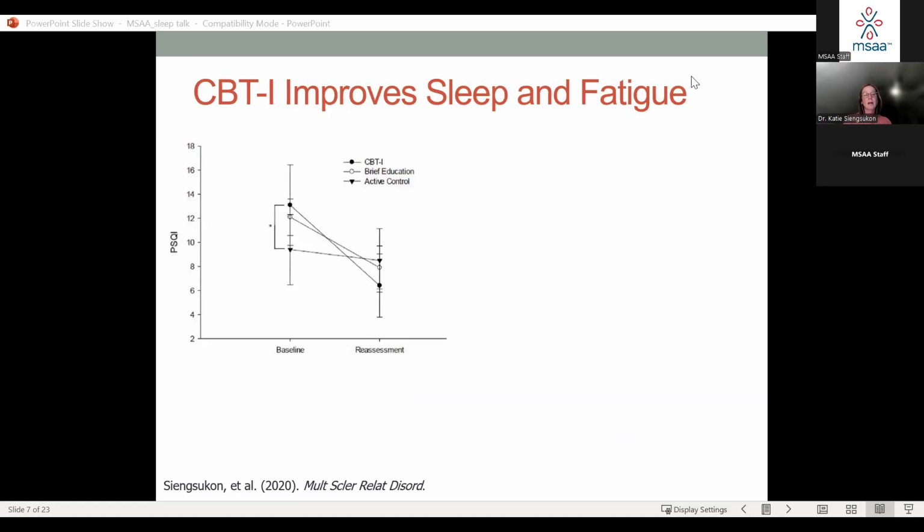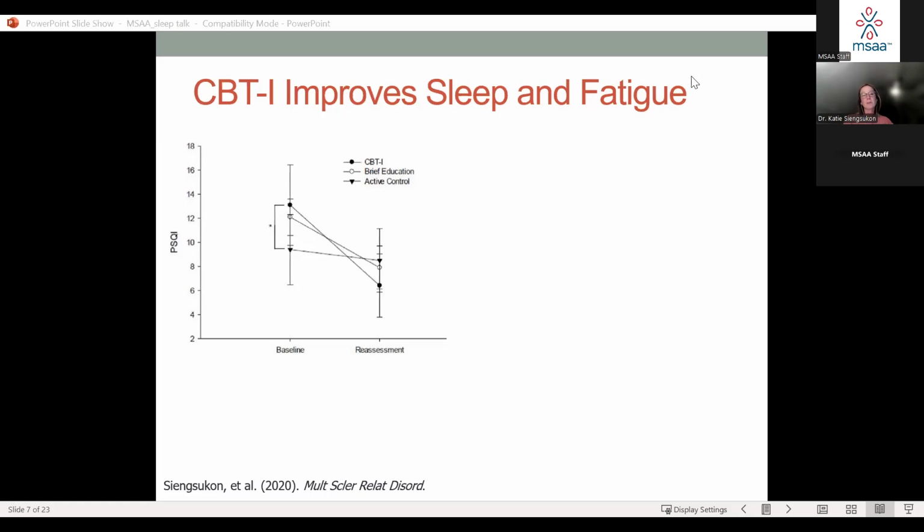So we have done now a few different studies using cognitive behavioral therapy for insomnia. That's what CBTI stands for. It includes addressing the behaviors and the negative thoughts surrounding sleep for people who have insomnia. This is a trial that we did a few years ago, and we published this in 2020.